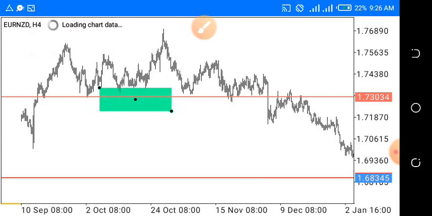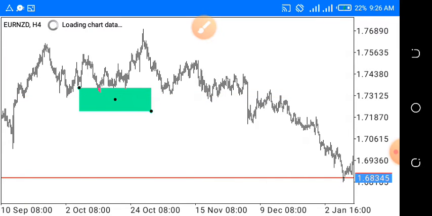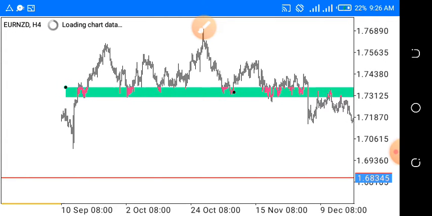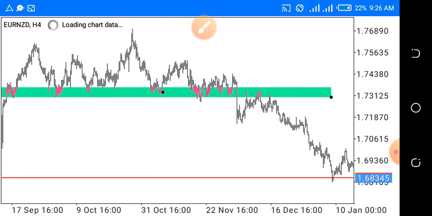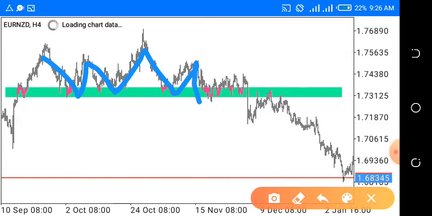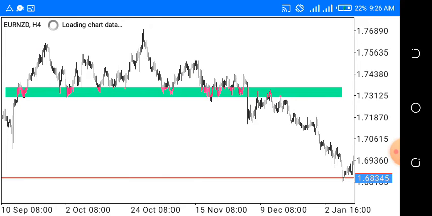So let me do it right here. Let's draw it like this. Now look at this. Which one is better? Is it the rectangle or is it the line? You can see that the rectangle has touched many places, and those places that you could not see before, you can see them now. Now the support held. Price came and bounced a little bit.